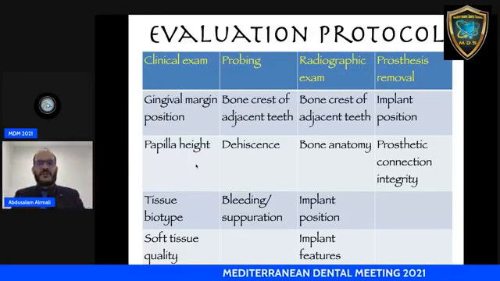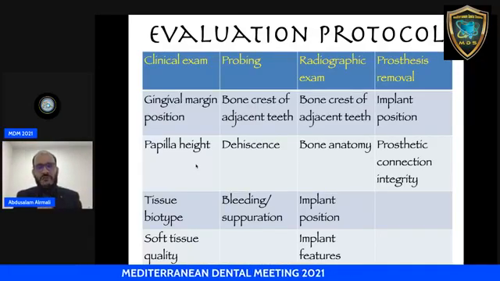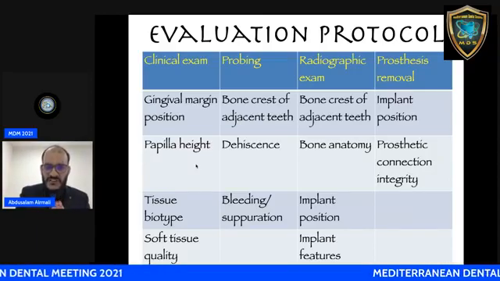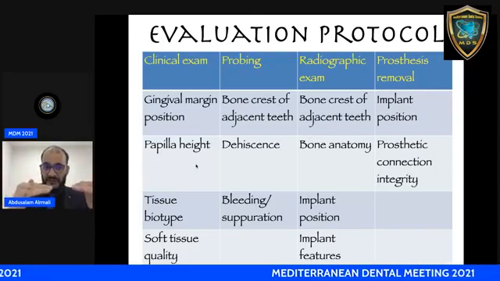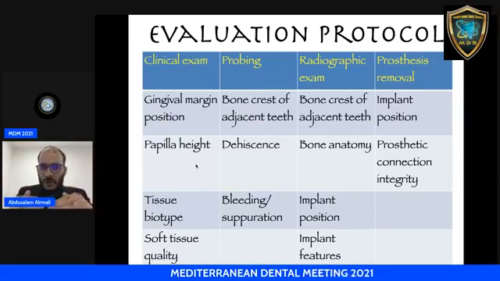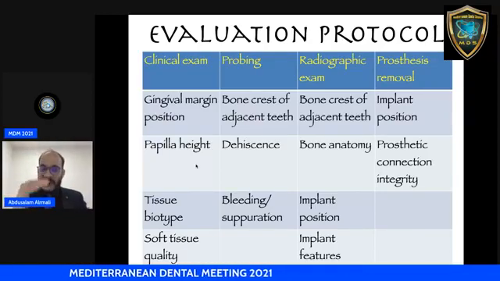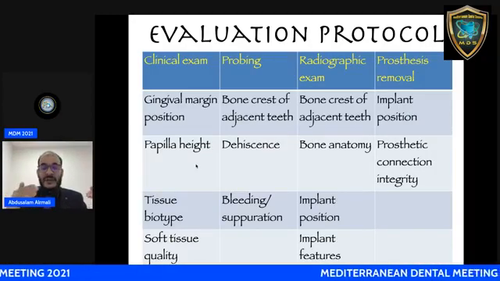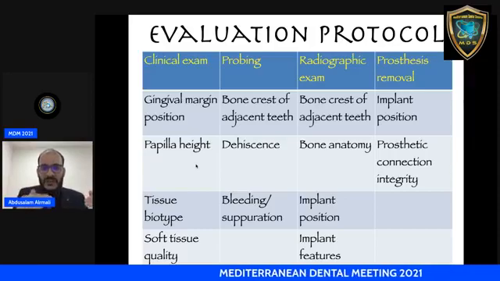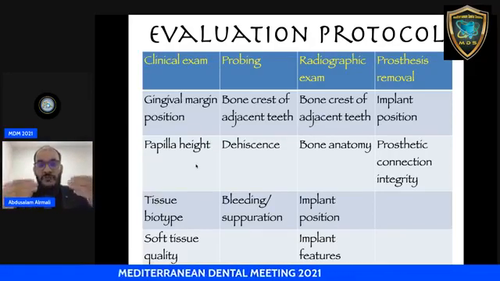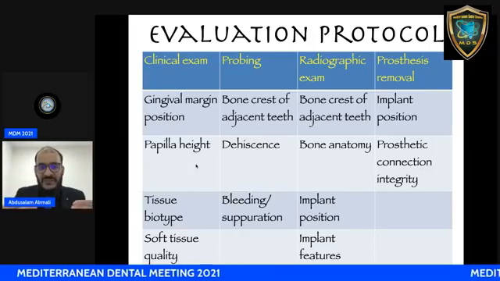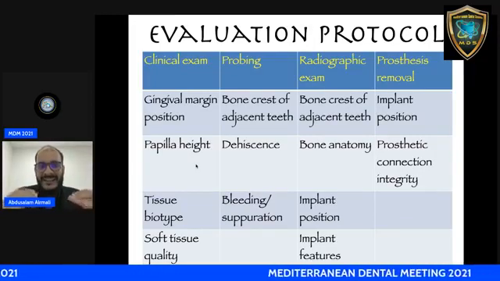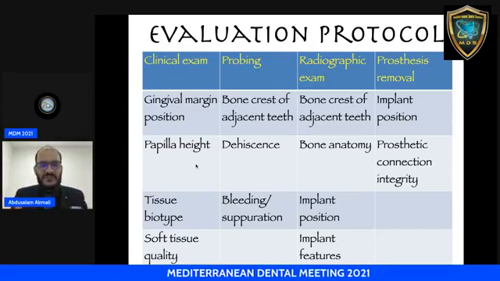So this is the evaluation protocol. When you face a case of aesthetic implant failure, you have to do a clinical examination, gingival probing margin. You have to evaluate first the gingival margin position according to the adjacent tooth. You have to evaluate the papilla height. Is it subclass 1, subclass 2, subclass 3? You have to evaluate the gingival biotype, because our target from adding the soft tissue graft is to reach 2 millimeters thickness of soft tissue, to be able to hide this transparency and prevent further recurrence.